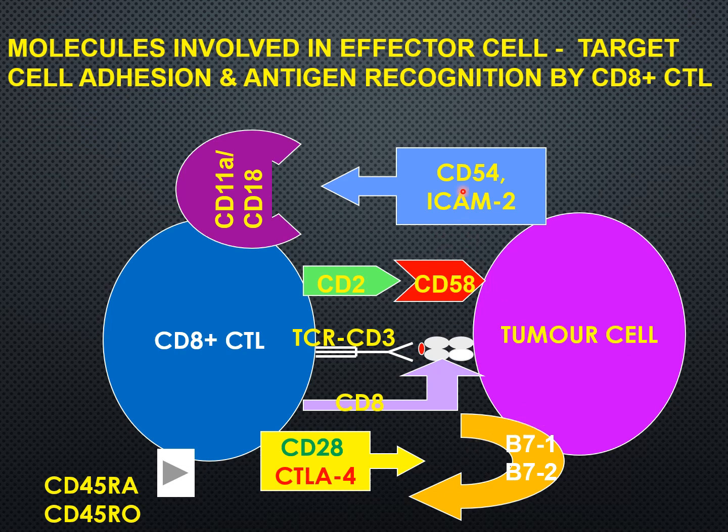We also have other proteins here which are shown, like ICAM. Now these are required for cell adhesion. You need these two cells to come into close opposition so that all these interactions can happen, and that is brought about by this interaction here.